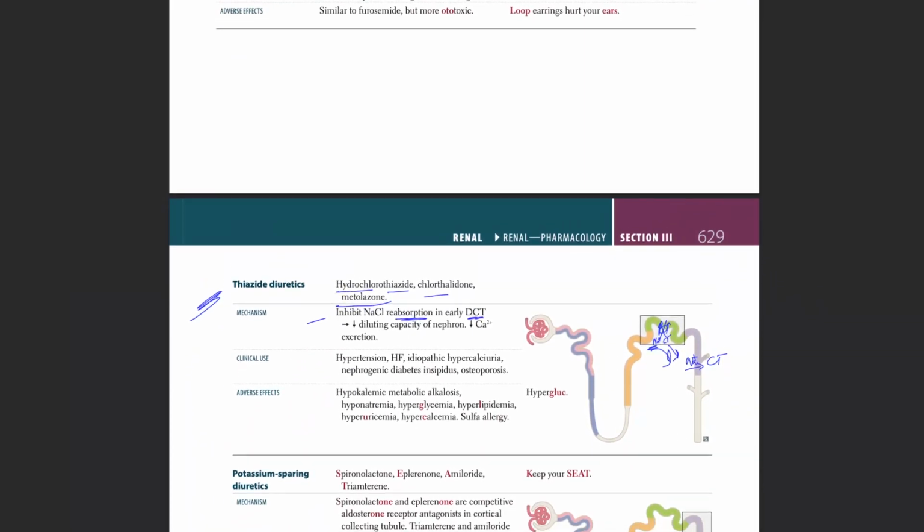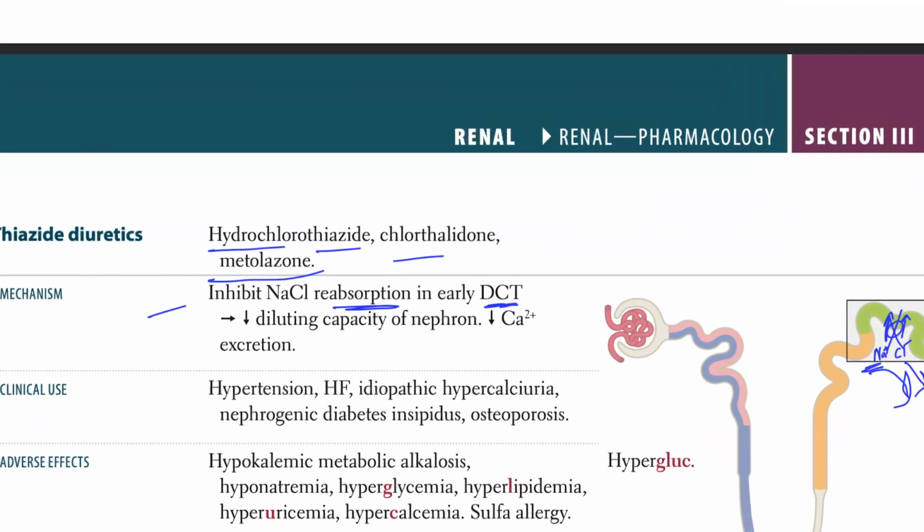So let's read. Thiazide diuretic is going to inhibit the sodium chloride reabsorption in early DCT, which leads to a decrease in diluting capacity of a nephron, and a decrease in calcium excretion. All they're trying to say is that it doesn't do anything with the calcium, so it's not going to cause hypocalcemia.